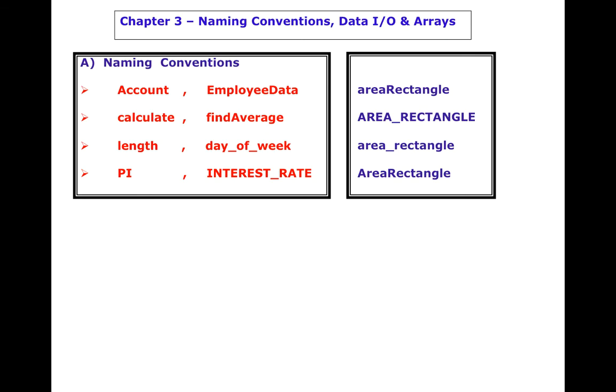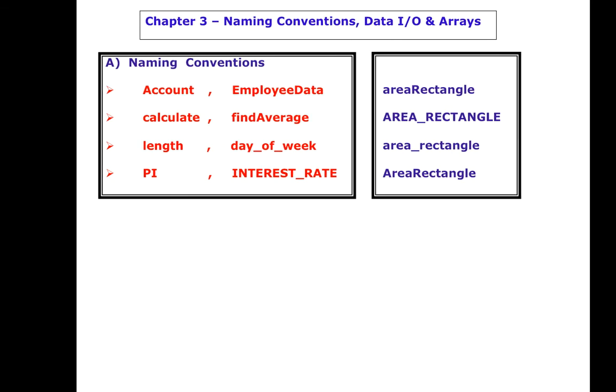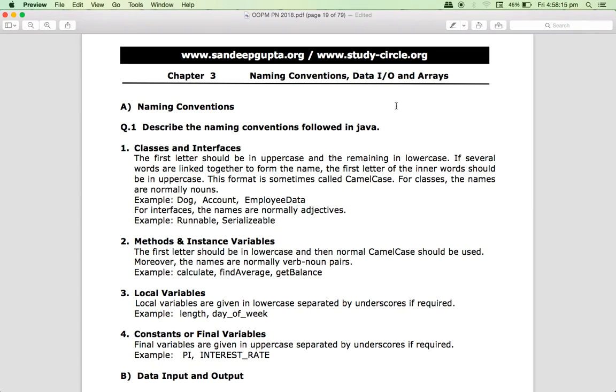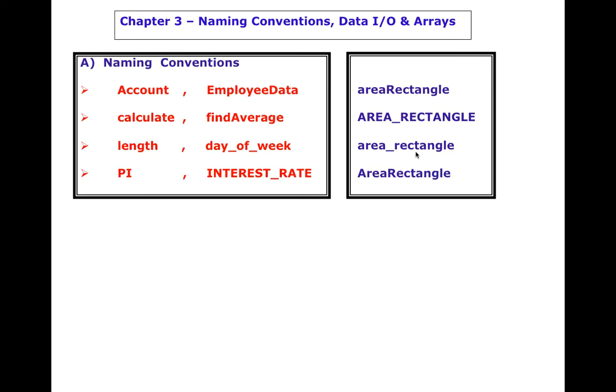As we study subsequent topics, you will really understand the importance of these naming conventions. For the time being, do one thing. In your printed notes, look at this page where chapter 3 starts. Over here, there is some empty space. So what you do is, you just copy these four area rectangle names over there. And in front of them, you write: this is method, this is final variable, this is local variable, this is class. Come on, pause the video and do that.